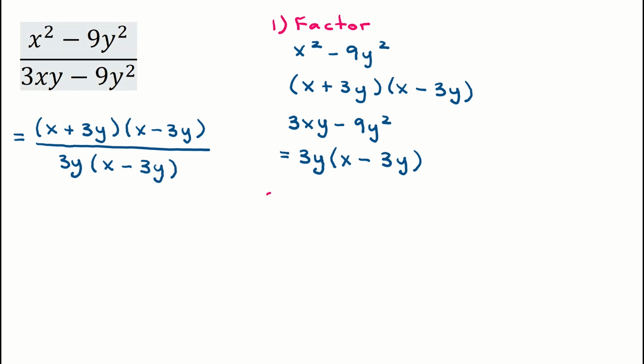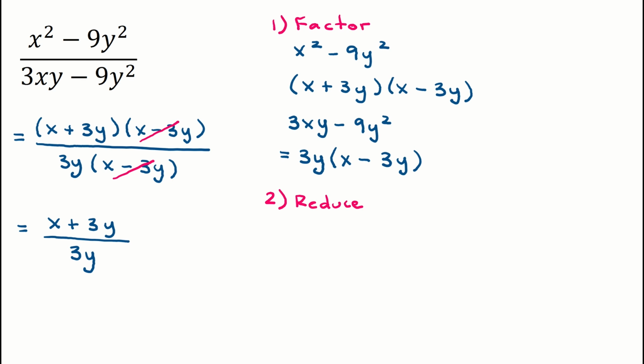Then I go to my second step, which is reduce. And when we reduce this, we are canceling out our common brackets, which is the x minus the 3y, and that will leave me with a reduced fraction of x plus 3y divided by 3y. And that is our final answer. Remember, we cannot cancel out the 3y's because the one on the top is not a factor.